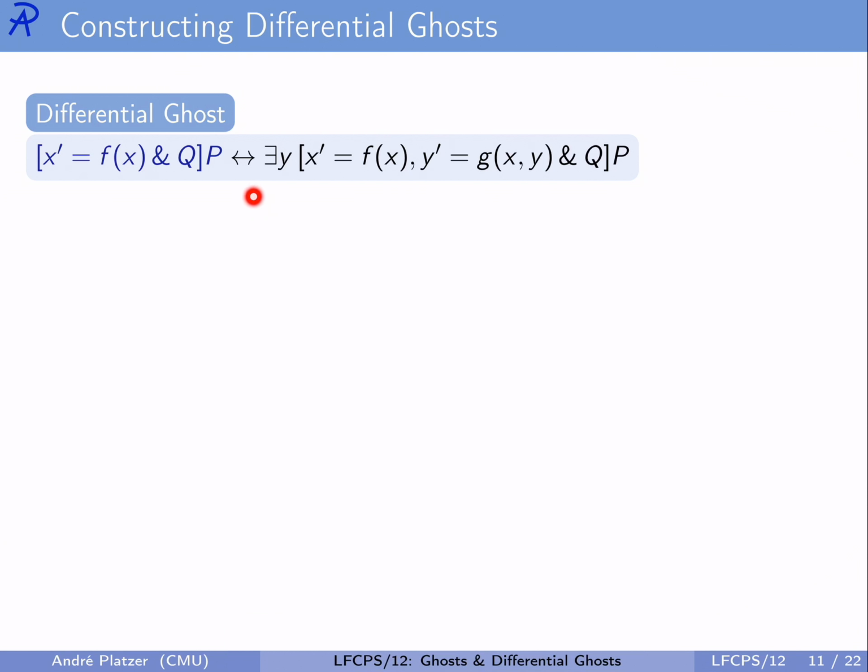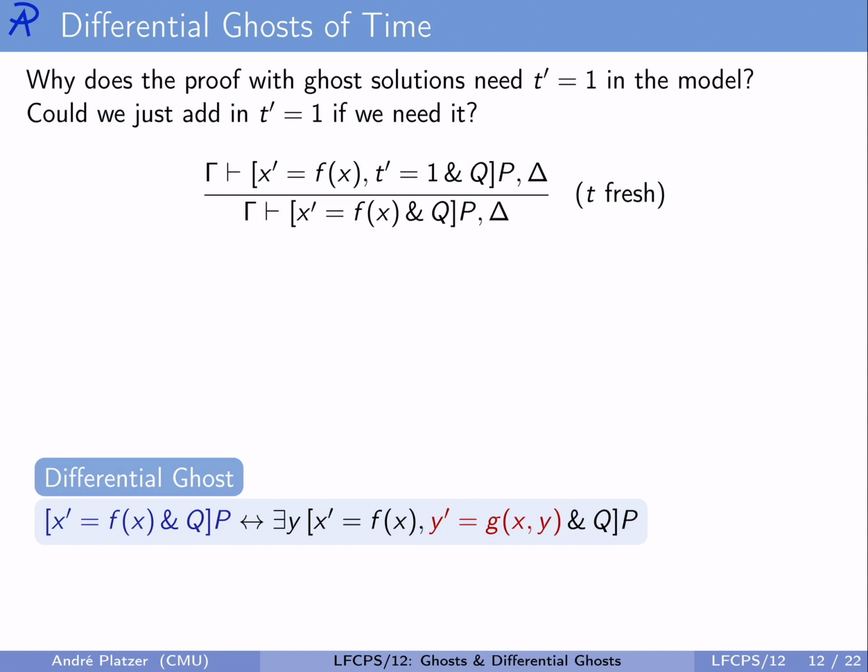And, well, we don't know the initial value for y, but we also don't have to, because this axiom says that property P is always true after an ODE if and only if it is true after an augmented ODE that has a new differential equation system, y prime equals g of x, y, with some initial value for y. And before we do anything else with it, let's directly understand how we can get out of this differential ghost axiom the specific proof rule for differential ghosts of time, just as a special case.